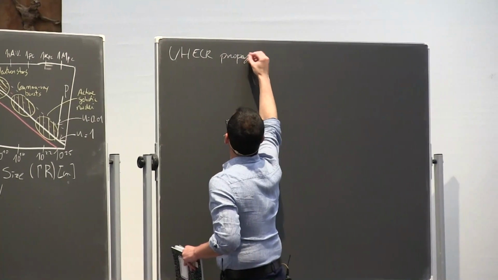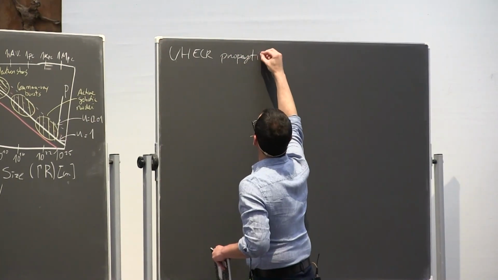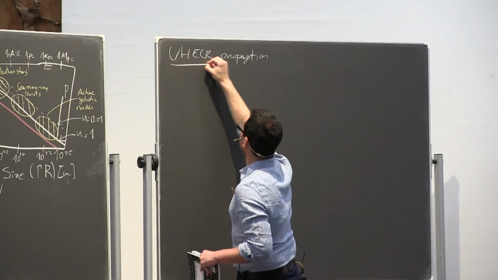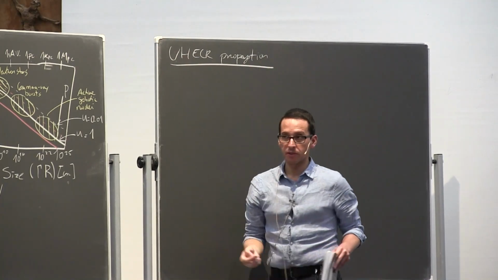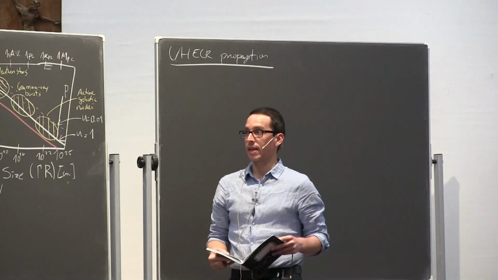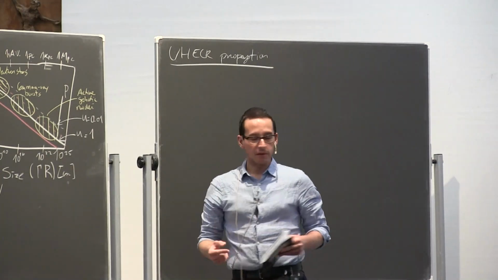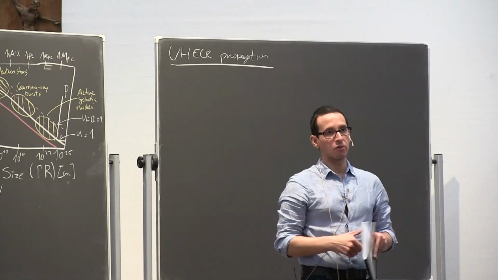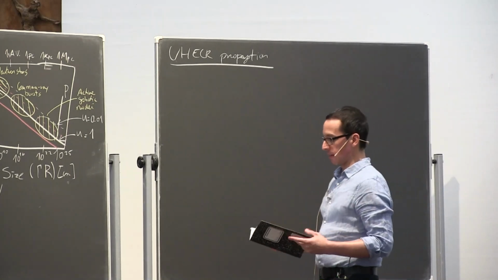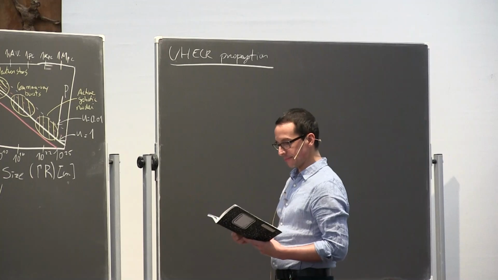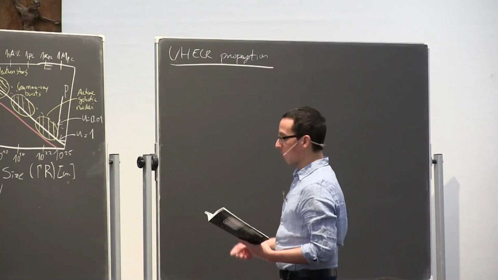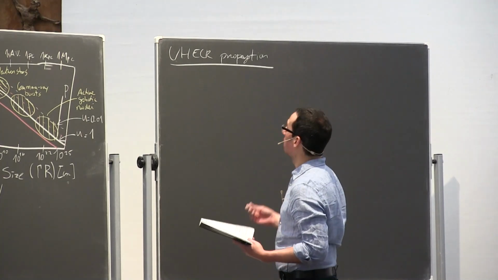And remember, the propagation here is over cosmological distances. So I'm talking about tens of megaparsecs up to a few gigaparsecs, and the size of the observable universe is 10 or so gigaparsecs. So really we're traversing the whole thing. Okay, so let's start from the beginning.